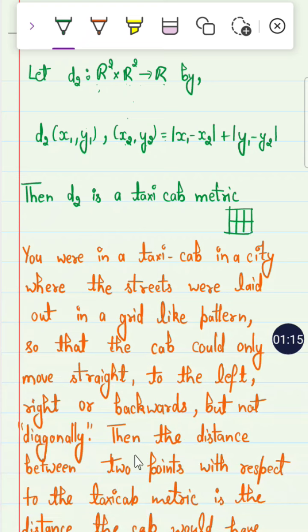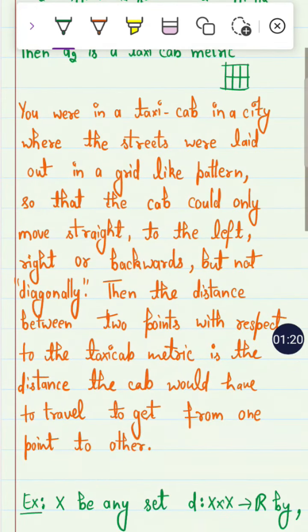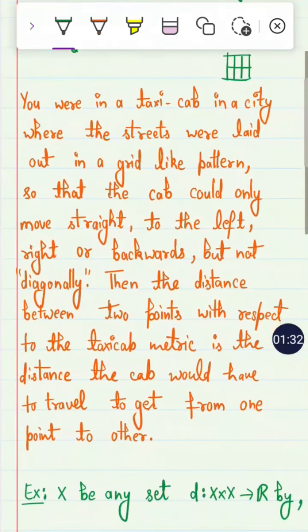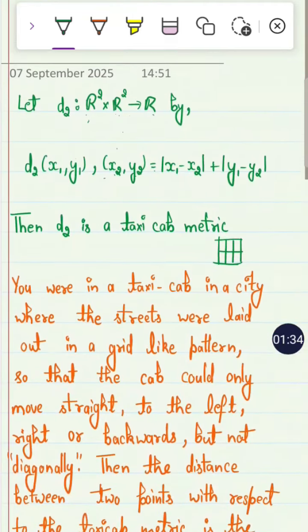Okay. So the distance between two points with respect to the taxicab metric is the distance the cab would have to travel to get from one point to another point. This is the meaning of this. The distance between two points is the distance the cab would travel from one point to another point. This is called the taxicab metric.